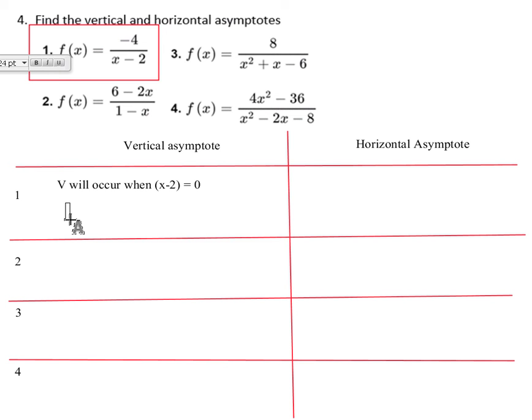2, yep. So vertical occurs at x equals 2. Done. Alright, so what I want to do is find the vertical asymptotes for all 4 of these, and then we'll find the horizontal asymptotes for all 4. Because basically we're going to be doing the same thing over and over.